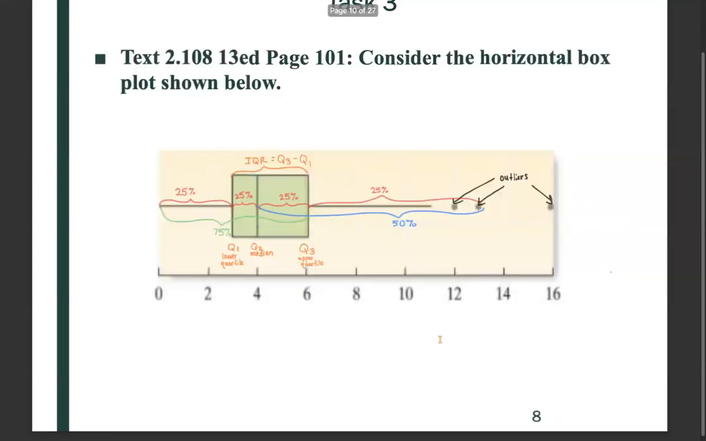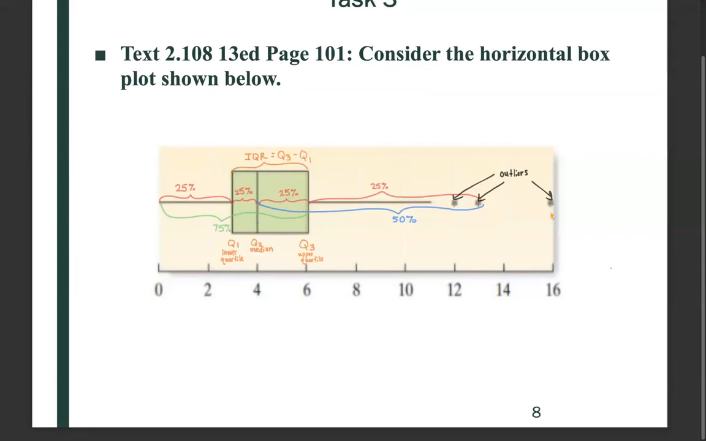The last question is to identify any outliers in the data. So here are the 3 outliers. We have an outlier at 12. This one is in between 12 and 14, so I'm guessing that it's 13. And then this is 16. So the outliers are 12, 13, and 16.